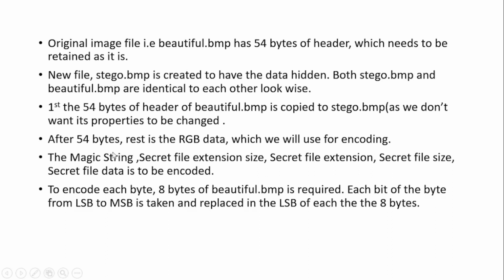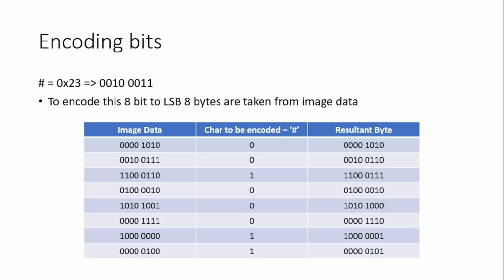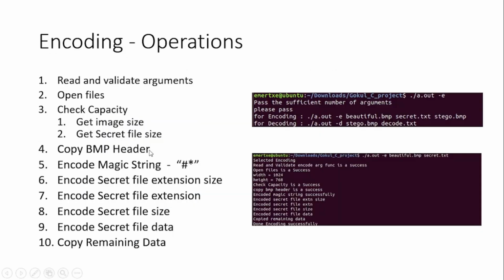Then after those 54 bytes, we will utilize the image data, that is the RGB data or pixel data, for encoding purposes. If we want to encode one character, that is 8-bit data, we need 8 bytes of image data. After copying the BMP header to the stego file, we will encode the magic string, that is 16 bits. After encoding the magic string, we will encode the secret file extension size, then the secret file extension. Then we will encode the secret file size, and after that the secret file data.